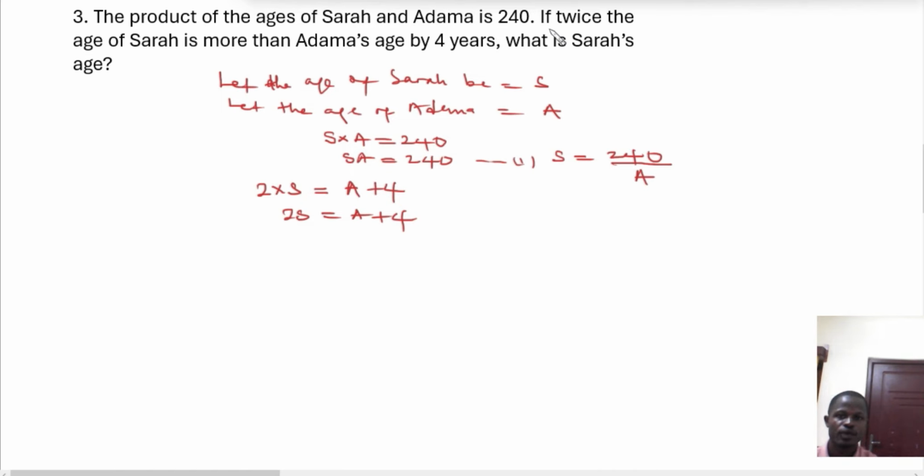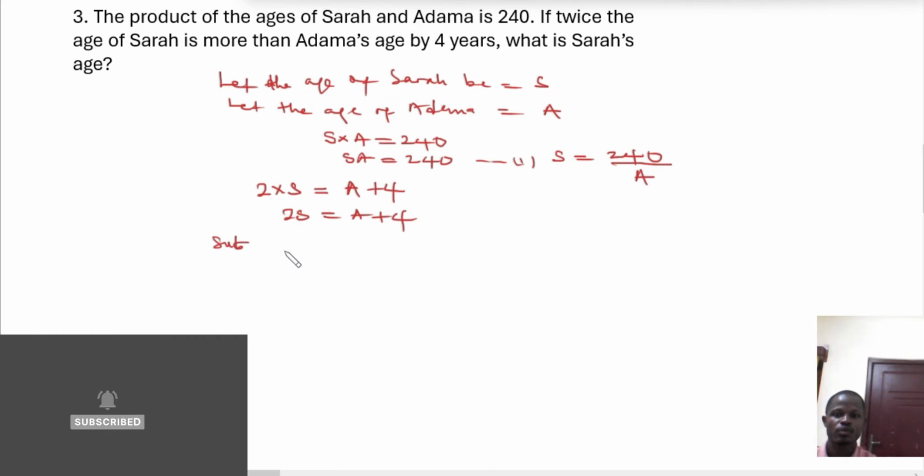So we are supposed to find the age of Sarah. The A here cancels A, and that here by A. So this is what we're left with. So we're going to substitute this into S.